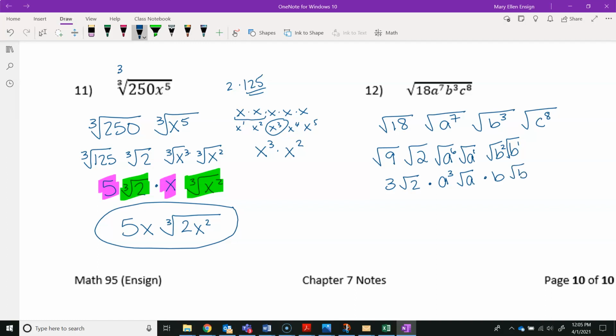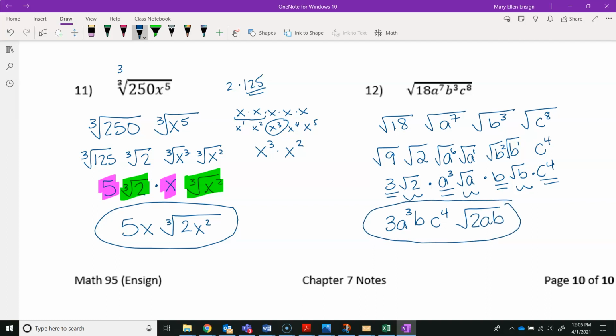And finally, the square root of c to the 8th. Well, that is a perfect square. 8 is divisible by 2, so this can be c to the 4th, which just comes down. Now again, numbers or variables outside the radical can get combined together when we're multiplying like this. So 3, a to the 3rd, b, c to the 4th. And then my stuff in the radicals is also going to get combined. So the square root of 2ab. Okay, so 3, a to the 3rd, b, c to the 4th, the square root of 2ab. I've pulled out whatever I can that is a perfect square.